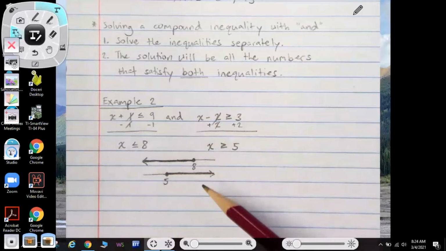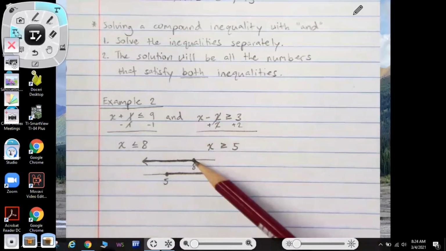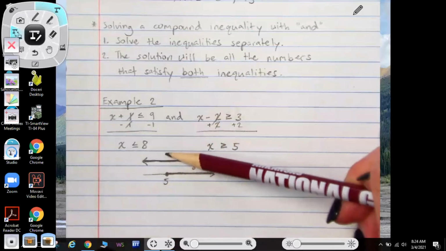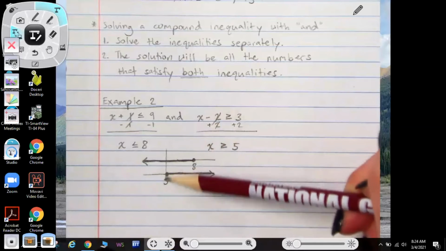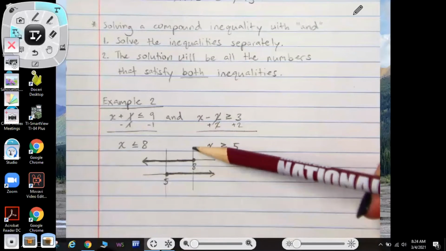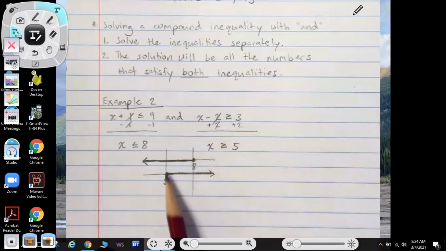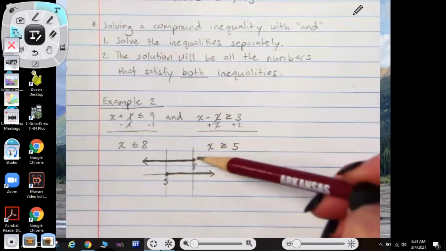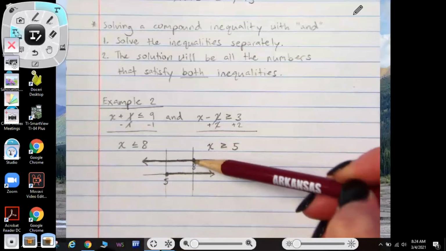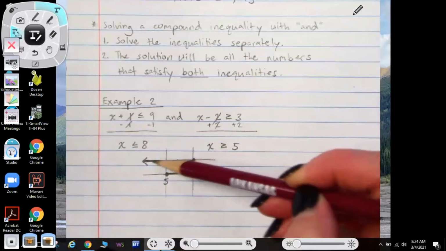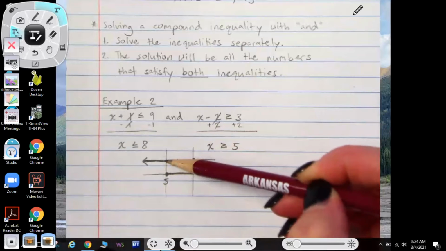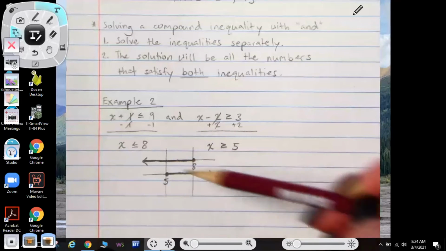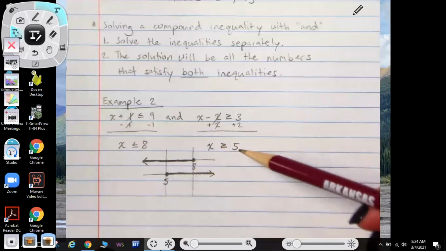Okay, this isn't quite our solution. We are going to draw another number line to represent the intersection of these two inequalities. But drawing them separately kind of helps you see where they intersect. And that's going to be this part in the middle. So x is less than or equal to 8. We can use the numbers that are less than or equal to 8 until we get to 5, and then we have to stop because our solution also has to be greater than or equal to 5.